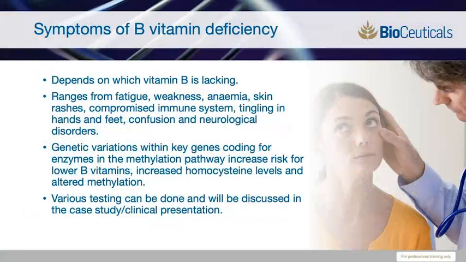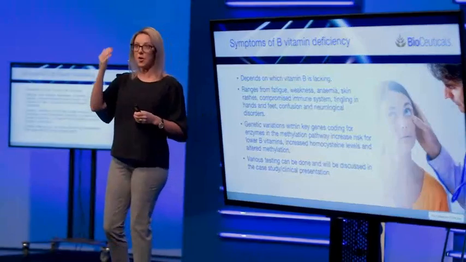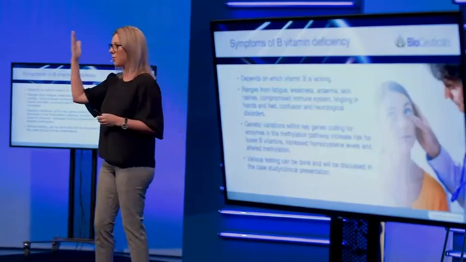So there are a wide variety of symptoms associated with B12 deficiency. This ranges from fatigue, weakness, anemia, skin rashes, neurological side effects as well, or disorders. And we know that genetic variations within key genes coding for enzymes in the methylation pathway increase risk for lower B vitamins. So if someone comes into you and they've got these SNPs, you need to think, do they need more folate? Do they need more Bs? Are they really tired? Do I have to support methyl B12?